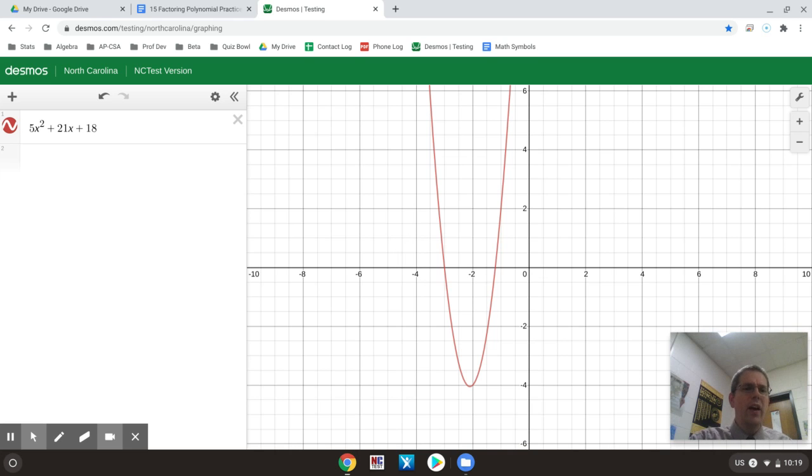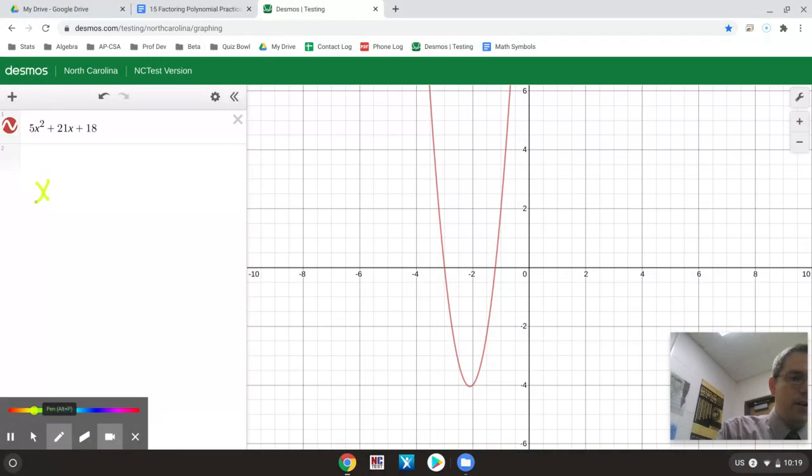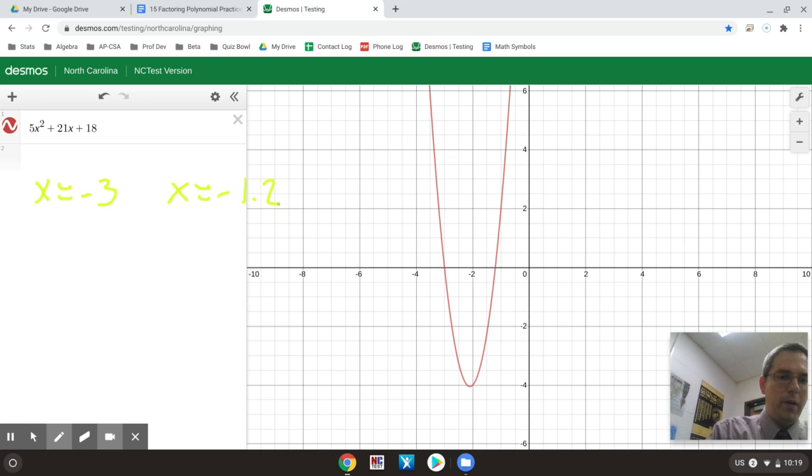So now what I have is this parabola of 5x squared plus 21x plus 18. So I can look for the x-intercepts. I see one x-intercept here is exactly -3, and the other one is -1.2. So I have x-intercepts of -3 and -1.2. This one is clearly going to be an x plus 3. This other one is going to be an x plus 1.2.